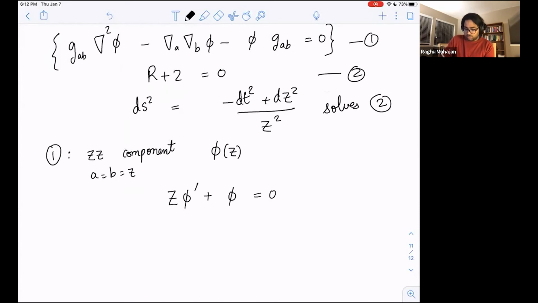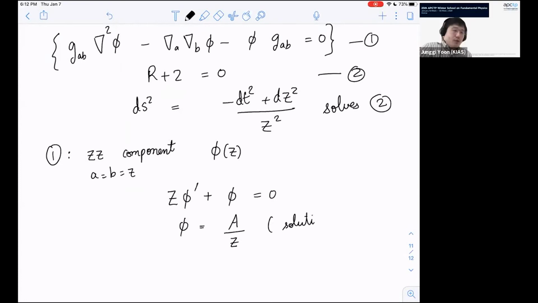Okay, so we have this, and then the solution is simple. Phi is just some constant over z. So this is our solution. You consider the stationary solution just for motivation, but later you consider an evaporating black hole, or in general you consider exactly some.